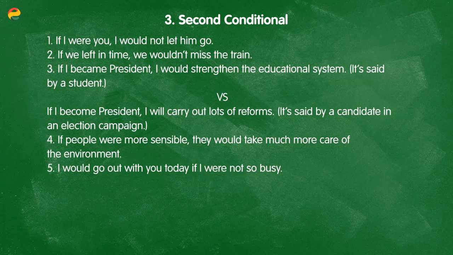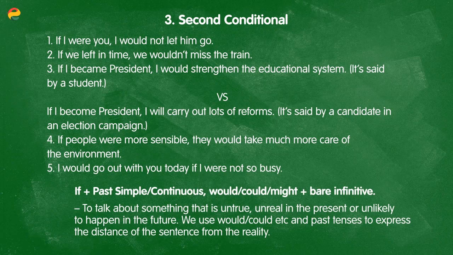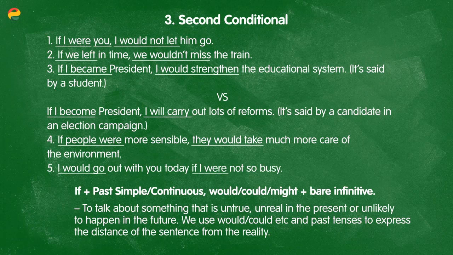Pay attention that after if, we use were instead of was. Now, the grammatical structure of the second conditional is as follows. If, followed by the past simple or the past continuous, comma, followed by would, could, might, and the bare infinitive. So in this case, it will look very, very similar to the first conditional, except that in the second clause, your wills will change to woulds.